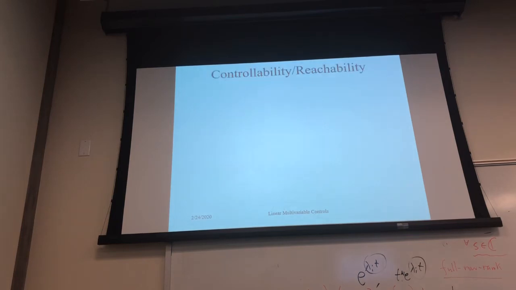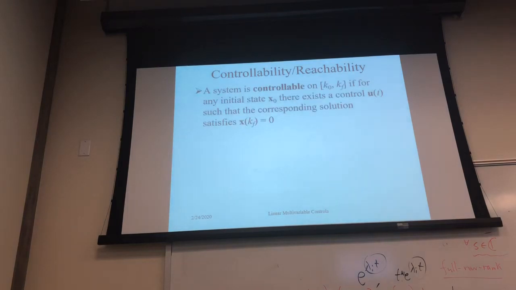Okay, so controllability definition: from time K0 to Kf interval, given any initial state x0, you can always find a control such that you can move the state from x0 to x(Kf) equals 0. So they set this one to 0. It's the origin, okay? It's the origin. So x(k+1) is 0.